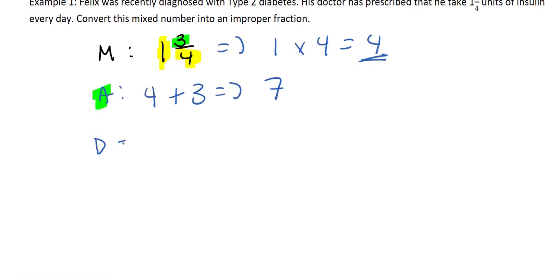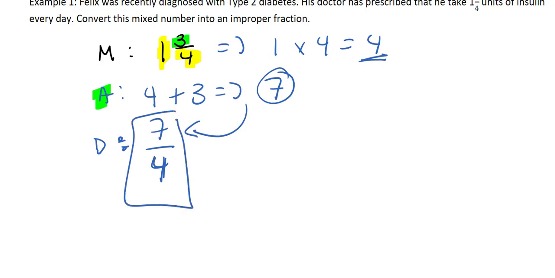And then D, we're going to keep the same denominator. So we're just going to keep it as 4. This is the same denominator. And then we're going to use this 7, put it right there. So our new improper fraction is 7/4.